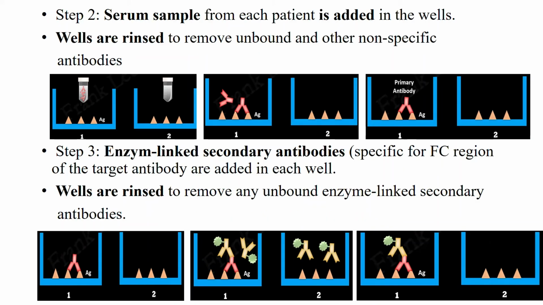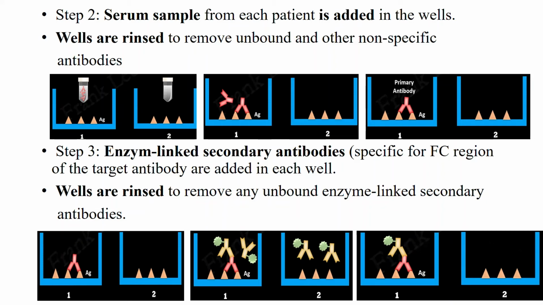And if you look at the second step, here we are going to add serum samples to each of the wells. So you can see that the antibody of interest is added into each of the wells. And if you look at the second picture, you can notice that the antibody has bound with the antigens. And you can also see that unbound antibodies are also present. And in the second well, there is no antibody bound with the antigens. Hence, that is not a specific antigen for that antibody.